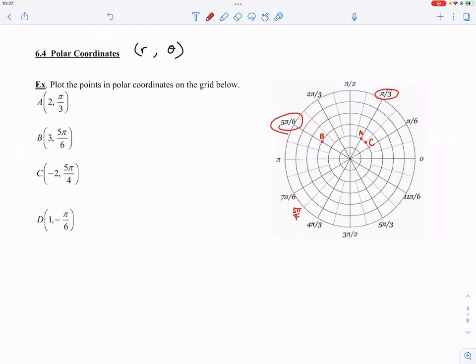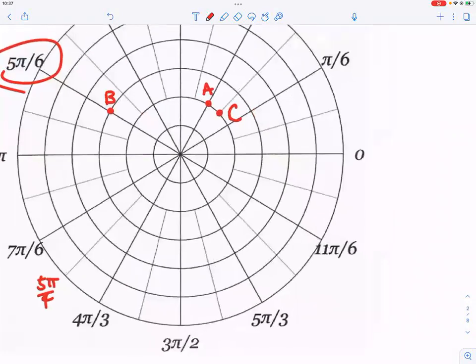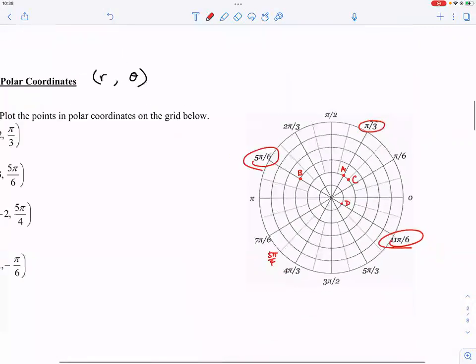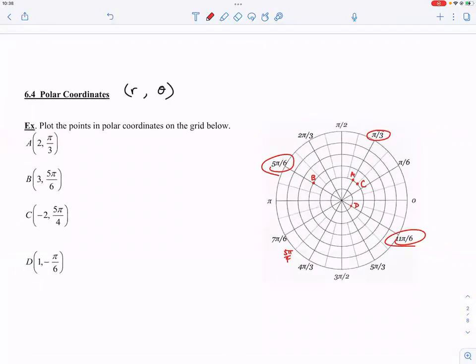And then, what about point D? Well, regular r, it's 1 unit from the center, but it's -pi over 6. I think we know how to do -pi over 6, which is to go the other direction, to go clockwise. So this is -pi over 6, and we walk 1 unit. So that's D. That's very easy. Okay, so again, make sure you take notes on what you do with -r and what you do with -theta.